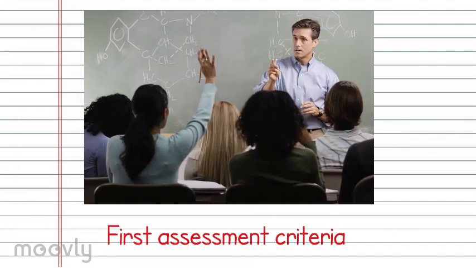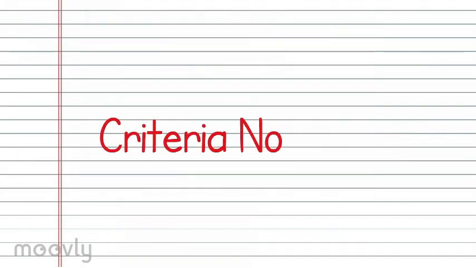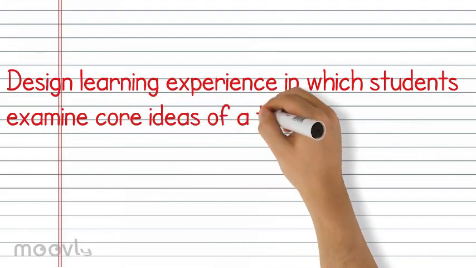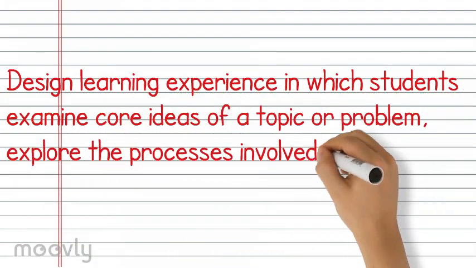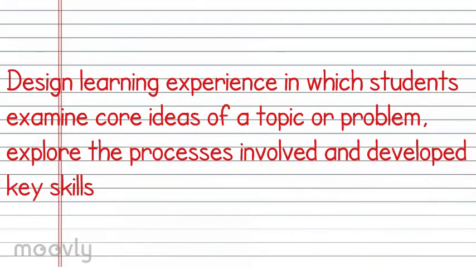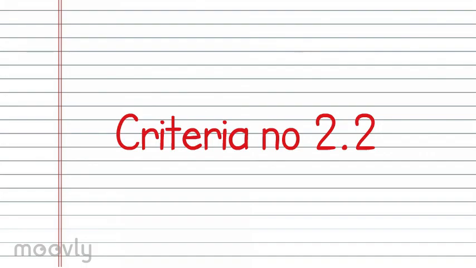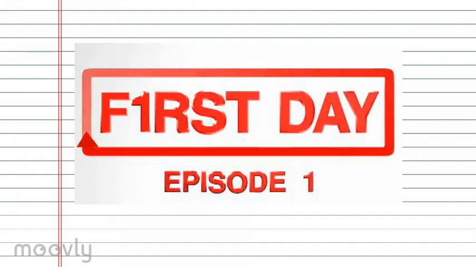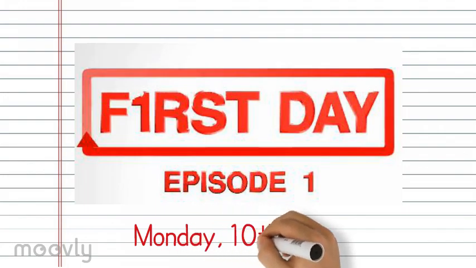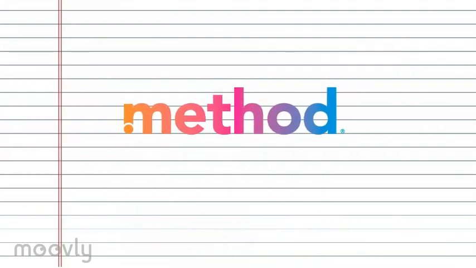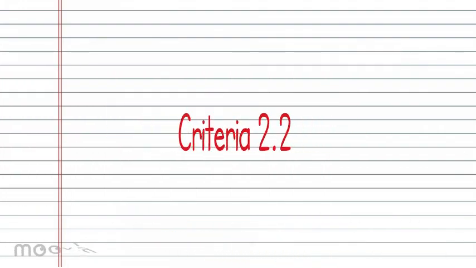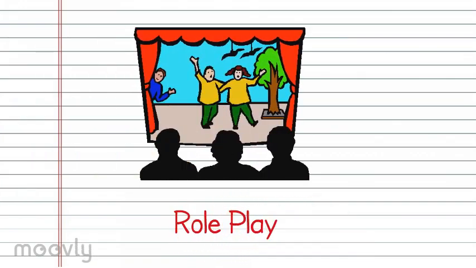The first assessment criteria that we are going to look upon is criteria number 2.2, which is to design learning experiences in which students examine core ideas of a topic or problem, explore the processes involved, and develop key skills. Criteria 2.2 was conducted on the first day of the study, which is on the 10th of March 2016. The teaching method used to achieve criteria 2.2 was role play.